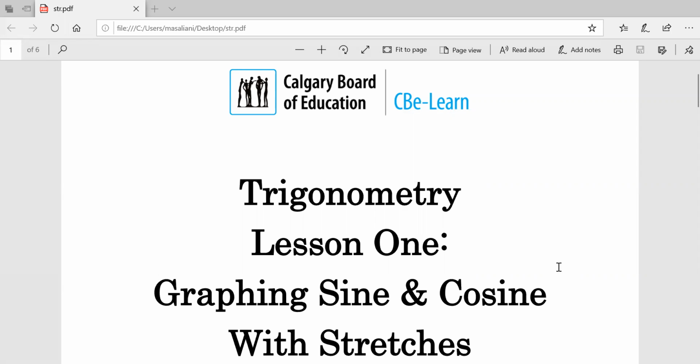Hey, 30-1s. Here is the second part of graphing sine and cosine. What we're going to do now is build on the last lesson, and add in some stretches to it, the vertical and the horizontals. And we'll see how these affect our graph and how we draw that.